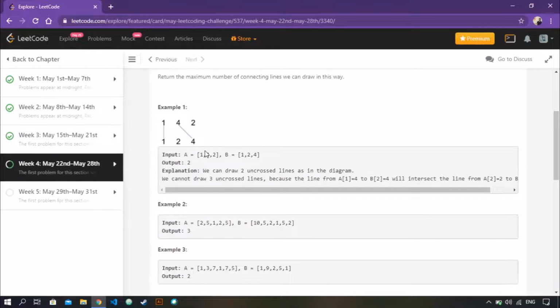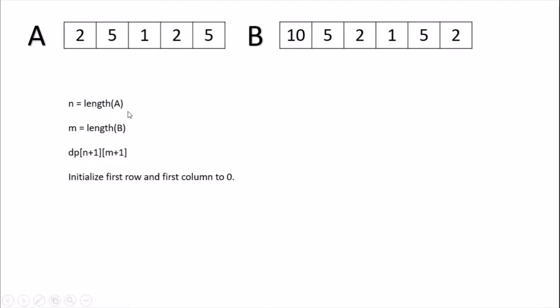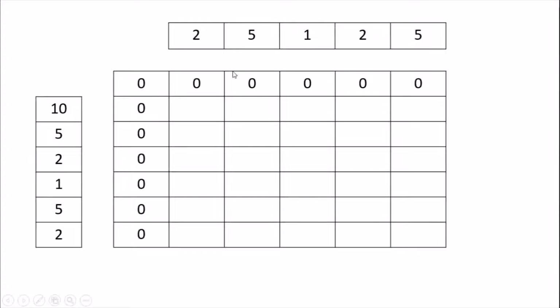So let's look at how we can solve this using dynamic programming. Here are two arrays. Let the length of a be n and the length of b be m. We create a matrix of size n plus 1 cross m plus 1 and initialize the first row and first column to 0. So here's our dp matrix and both the arrays.